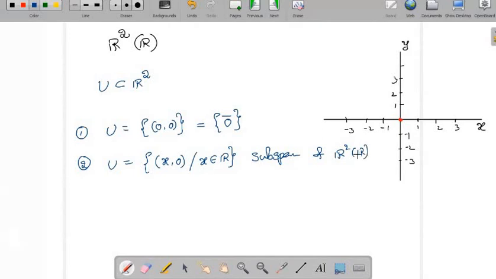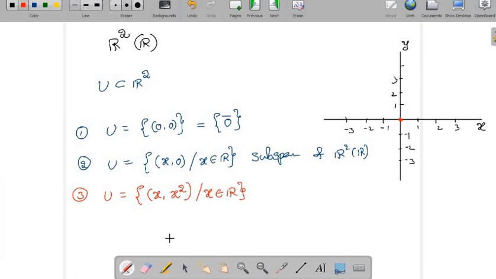Can you give me one more? All right. So here there is one more, that is (x, x square). Interesting. So the third example is U equal to (x, x square) such that x belongs to real numbers. Right. I appreciate this example.